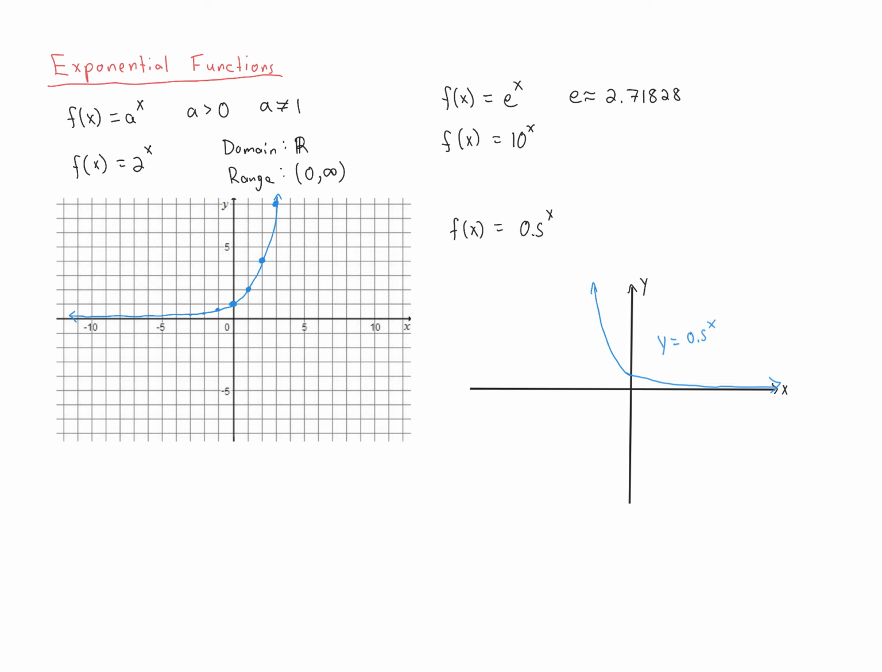So they don't always look like our original one. If the base is larger than 1, they will go up exponentially to the right. But when the base is between 0 and 1, they will actually be going up exponentially to the left. Just a neat little tidbit there that not everyone is familiar with.